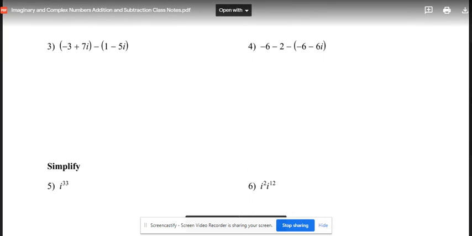All right, so moving on down to number 3 and 4. In these problems, we're going to combine like terms. And I want you to focus on the fact that i functions exactly as any other variable would.